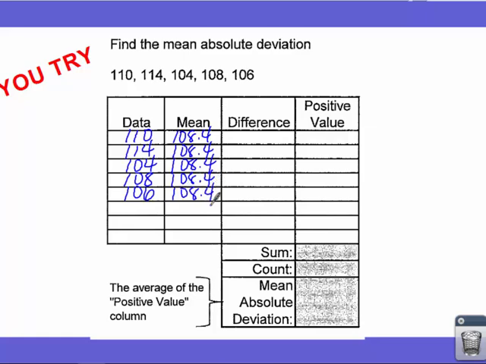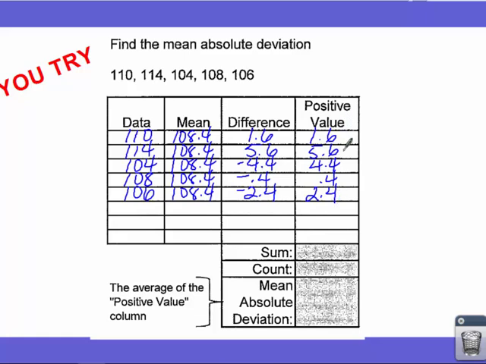Now we subtract our data from our mean, or vice versa, data minus mean, and you get some values. So our differences here are 1.6, 5.6, negative 4.4, negative 0.4, and then negative 2.4. So those are our differences. Now I want the positive difference. So again, it's 1.6, 5.6, 4.4, 0.4, 2.4.